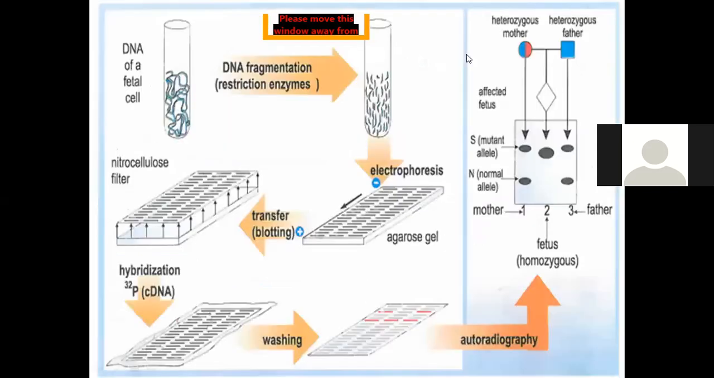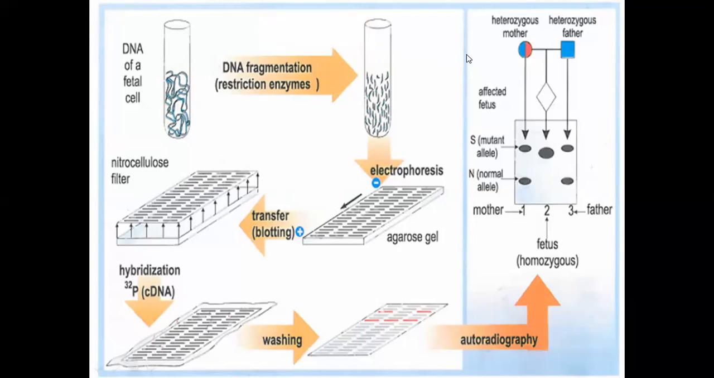So here we have DNA fragmentation using a restriction enzyme on the DNA of the fetal cells. Then we have gel electrophoresis on the agarose gel. And we have transferring and blotting on the nitrocellulose filter and hybridization with the radioactive probe P32. And then we have washing, and then autoradiography that shows the results.